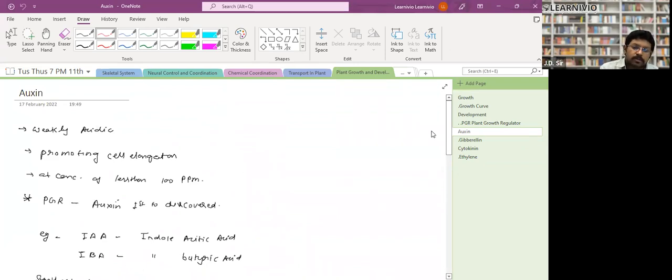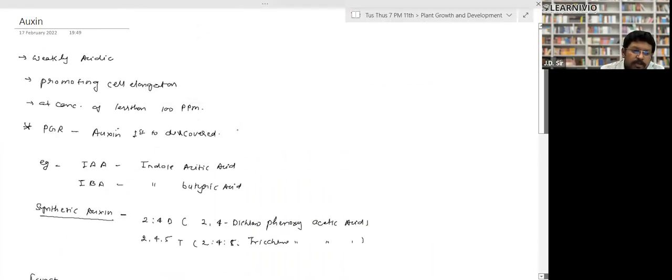What is the function of auxin actually? Basically, the main function of auxin is that it increases the length of cells, right? It increases the cell size, so it is responsible for cell elongation. It is also responsible for movement of plants in the direction of light, like sunflower. That is the basic function of auxin. So start noting now. I'll explain every point one by one.